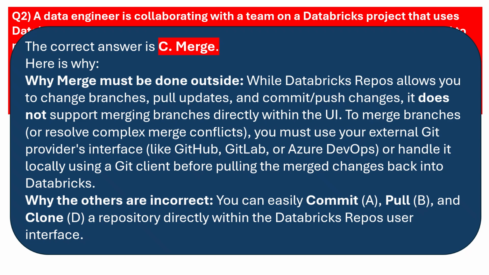While Databricks Repos allows you to change branches, pull updates, and commit and push changes, it does not support merging branches directly within the UI. To merge branches or resolve complex merge conflicts, you must use your external Git provider's interface, like GitHub, GitLab, or Azure DevOps, or handle it locally using a Git client before pulling the merged changes back into Databricks. Why the others are incorrect. You can easily commit (A), pull (B), and clone (D) a repository directly within the Databricks Repos user interface.